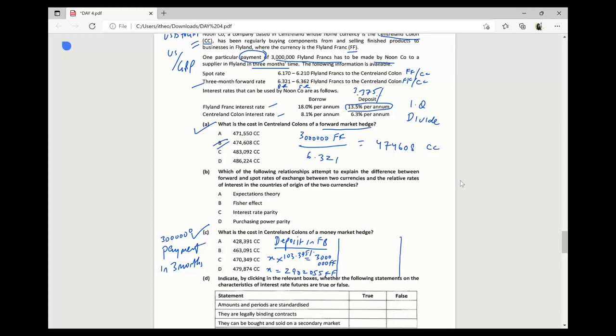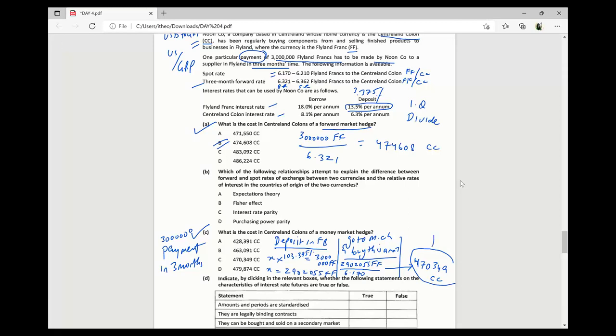Now when you deposit an amount, you need to have that amount. So the next step is go to the money changer and buy this amount. Remember, in receipts, go to the money changer and sell the amount. Here, go to the money changer and buy this amount. You need to buy 2,902,055 FF. Multiply, divide. You are buying, so use the buying rate, the spot rate, because in a money market hedge, the spot rate is used. 6.170. So how much will be needed? 470,349 CC will be needed.